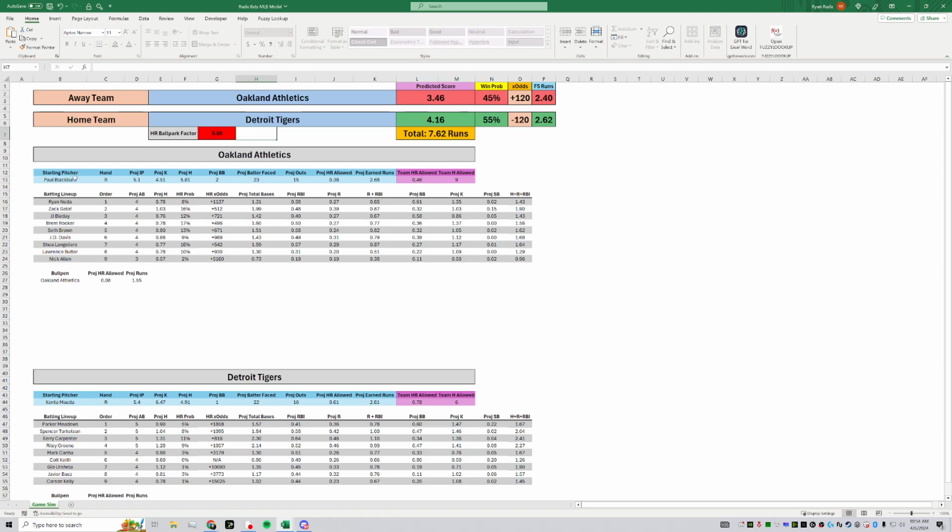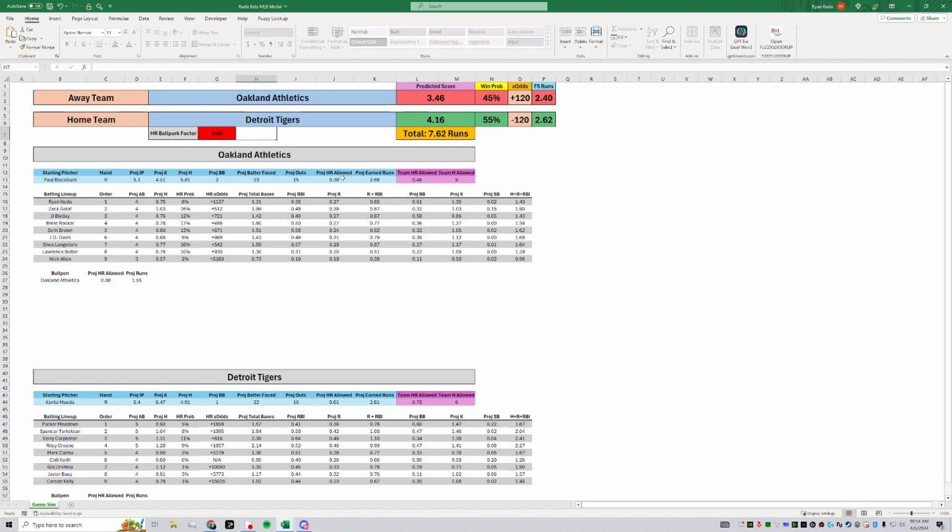But for the starting pitcher, we have the hand he throws with, so right-handed. Projected innings pitched, projected strikeouts, so 4.51. Projected hits allowed, so about 6 hits he's going to give up. 2 walks. He's going to face about 23 batters in these 5.1 innings. Projected pitching outs, 15. And then he's projected to only give up about 0.38 home runs and 2.68 earned runs.